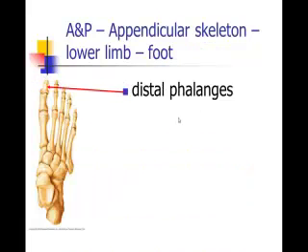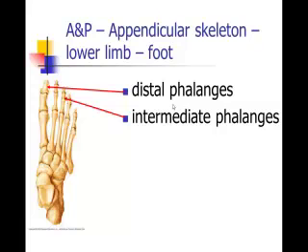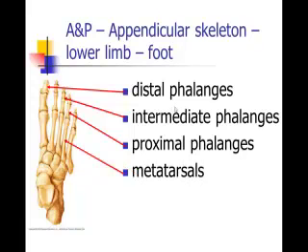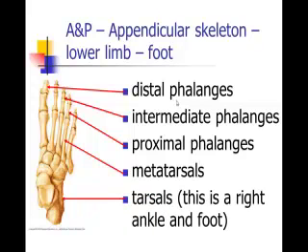Okay. Here are the phalanges. Though similar to the fingers, the big toe only has two, and the other toes have three. They have the intermediate phalanges and the proximal phalanges. And then we have the metatarsals. Those are the bones of your foot. And we have the tarsals. This is a right foot.